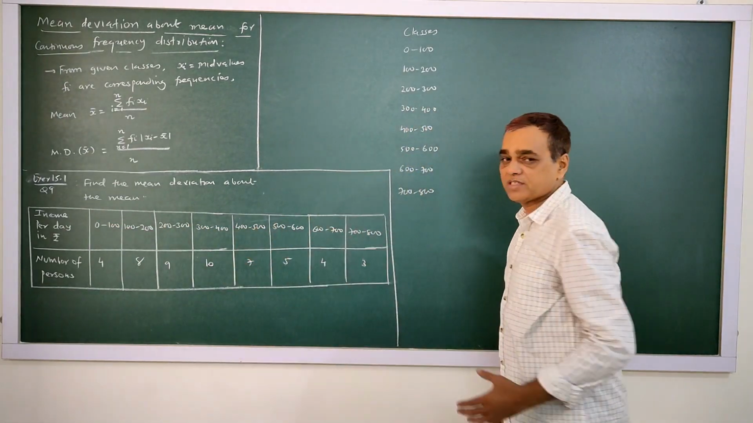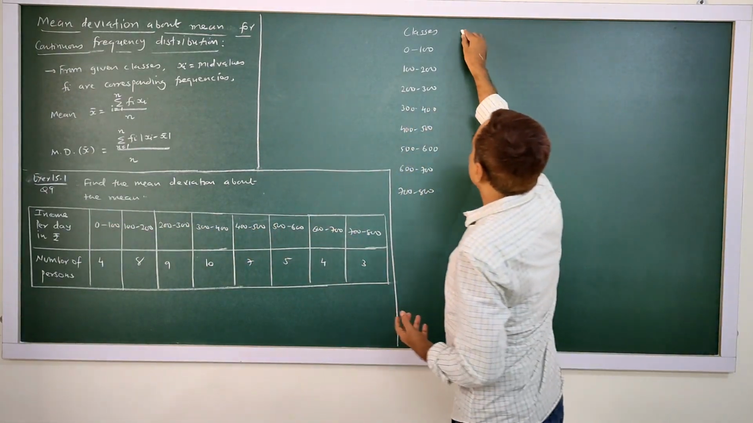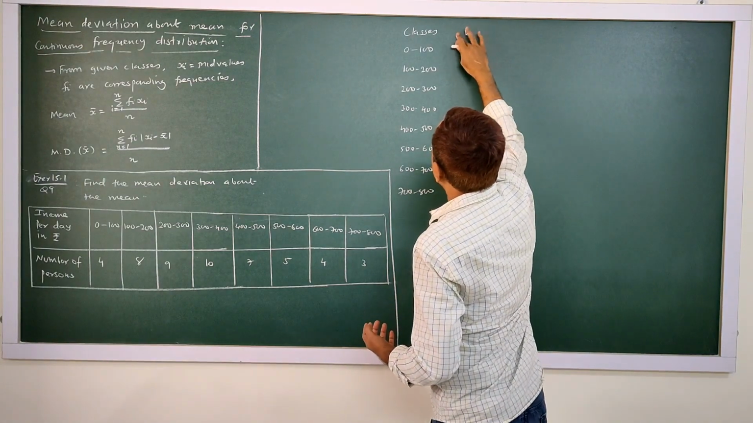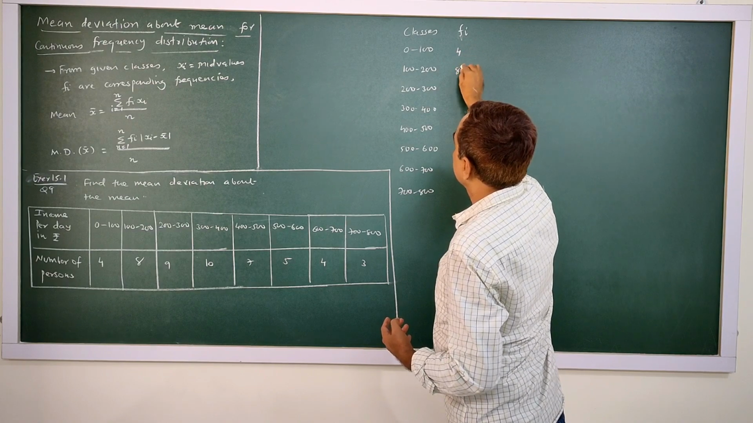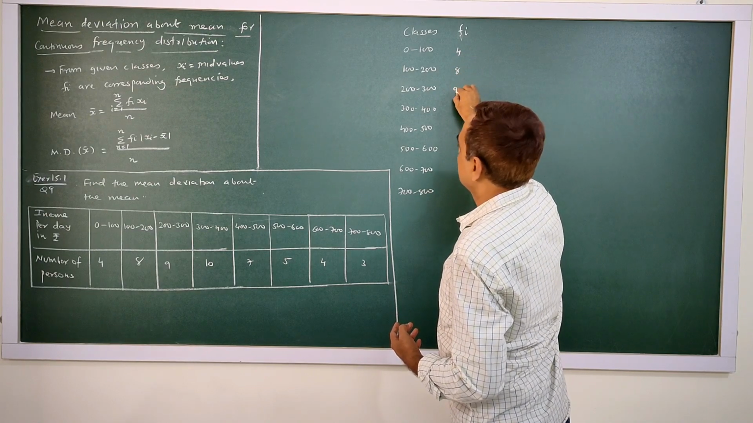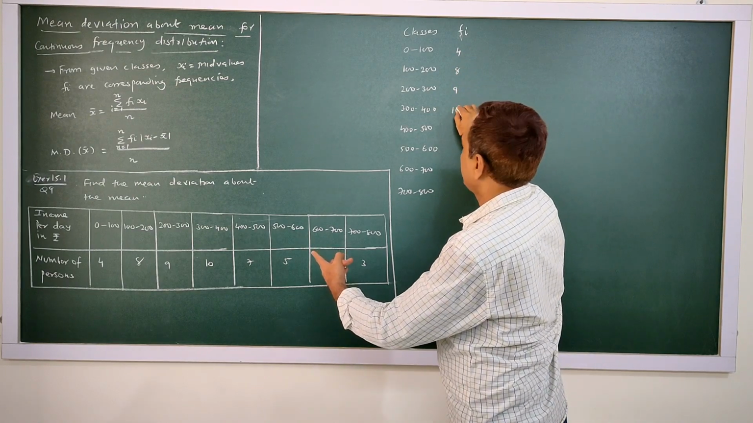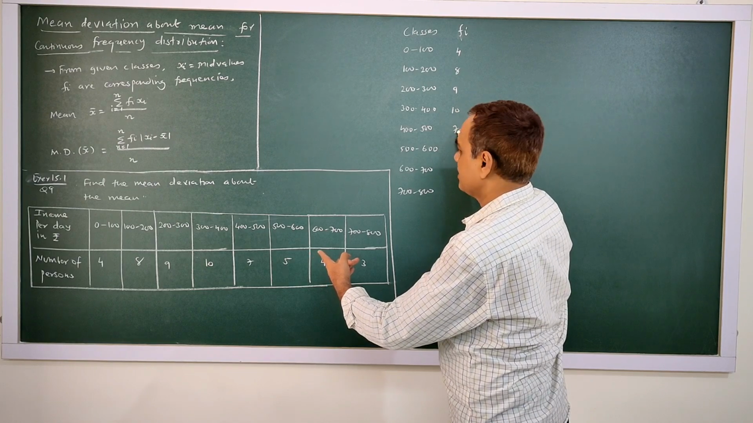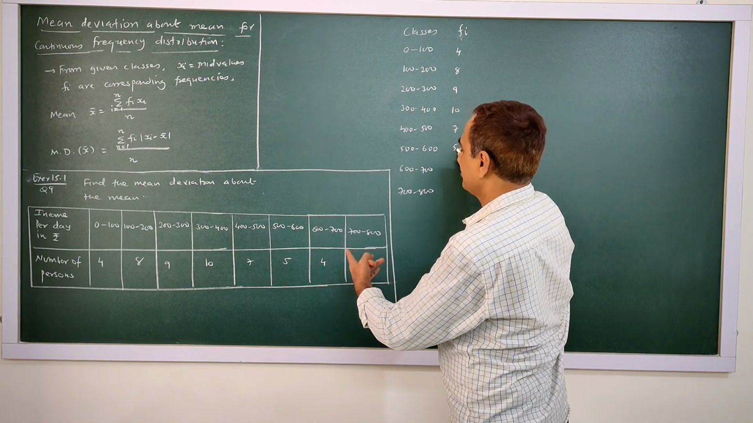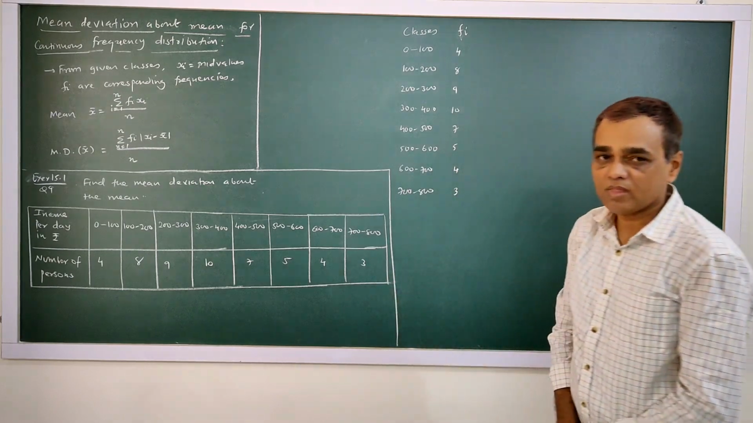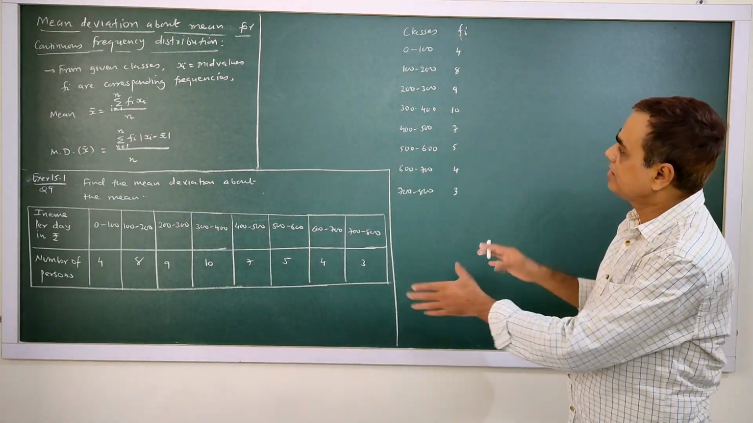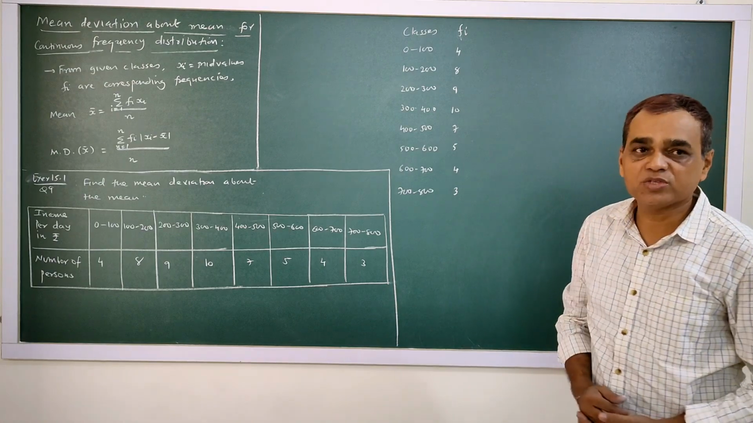Then number of persons, that is frequencies. Fi, value of Fi, that is frequency. Fi are 4, 8, 9, 10, 7, 5, 4, and 3. So whatever given, we arrange these values in a column.